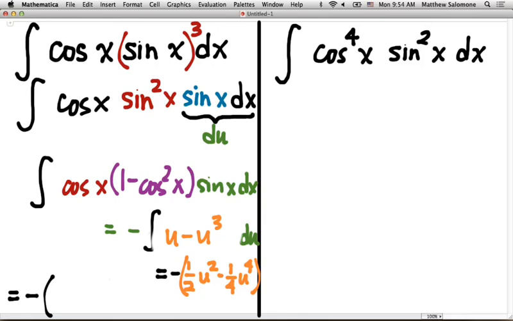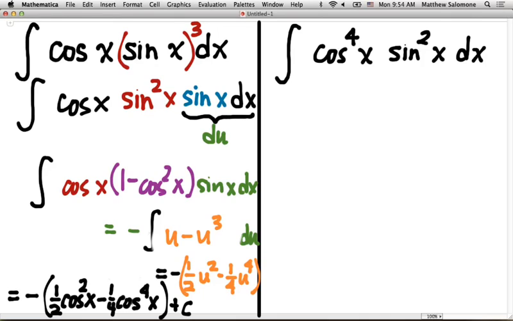is minus the quantity 1/2 u squared, and since u was cosine of x, that's cosine squared x, minus 1/4 cosine to the 4th of x. Plus c. And there you have it.